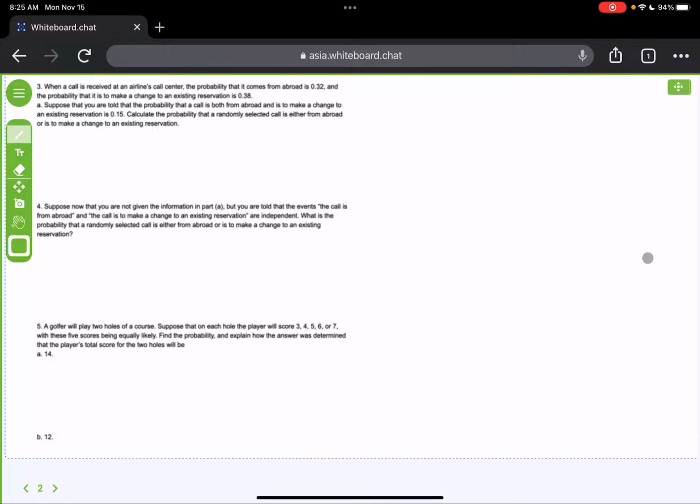Let's call it, what do you want to call it? A for abroad, and we'll call it R for reservation. Okay? So we're trying to find the probability of A or R.